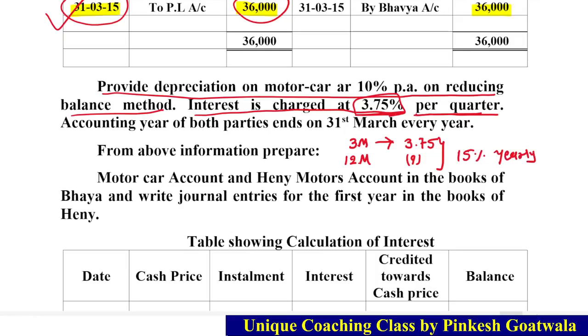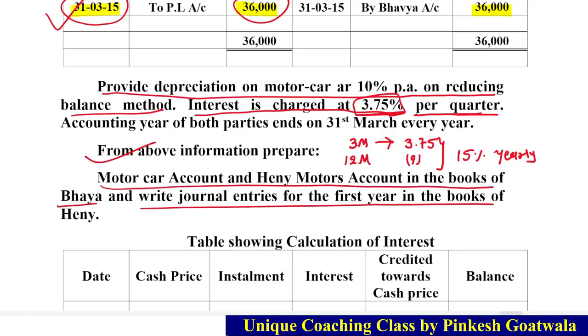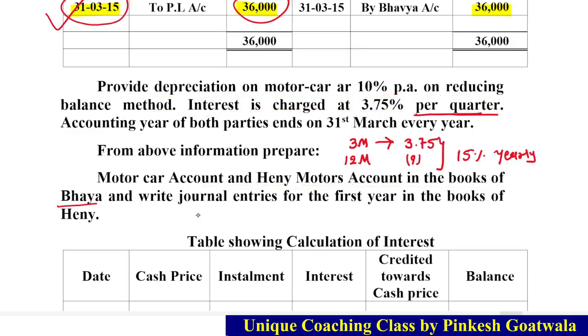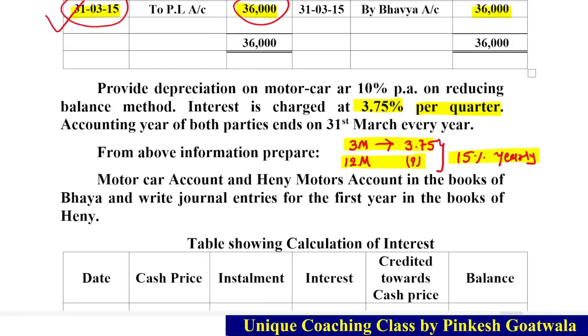Okay, from the above information prepare motor car account and Haney Motors account in the books of Bhavya and write journal entries for the first year in the books of Haney. So we know how to write journal entries, now I don't have to explain. So here what is the twist point? First twist point is about the rate of interest, but not a hard, simple point. Either the rate of interest is given for a quarter, like 3 months, so just convert it. 3 months 3.75, what will be 12 months? So here we get yearly rate of interest 50%.